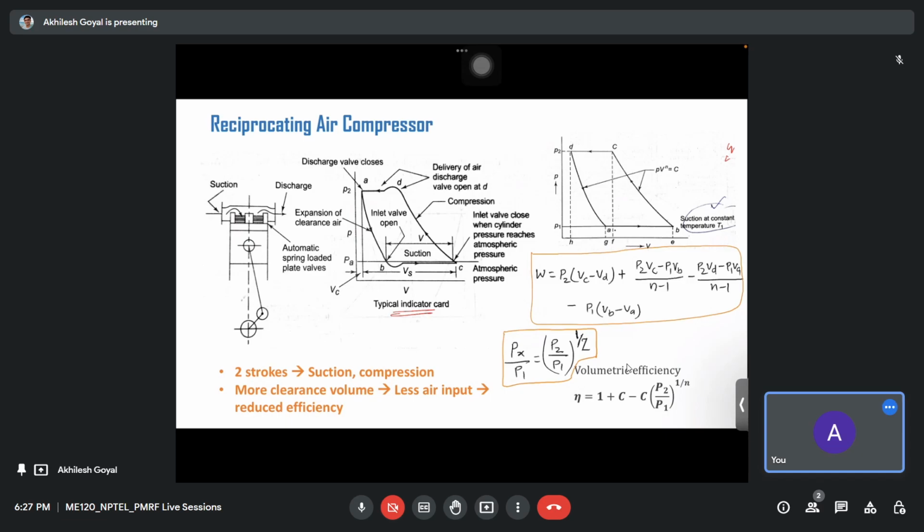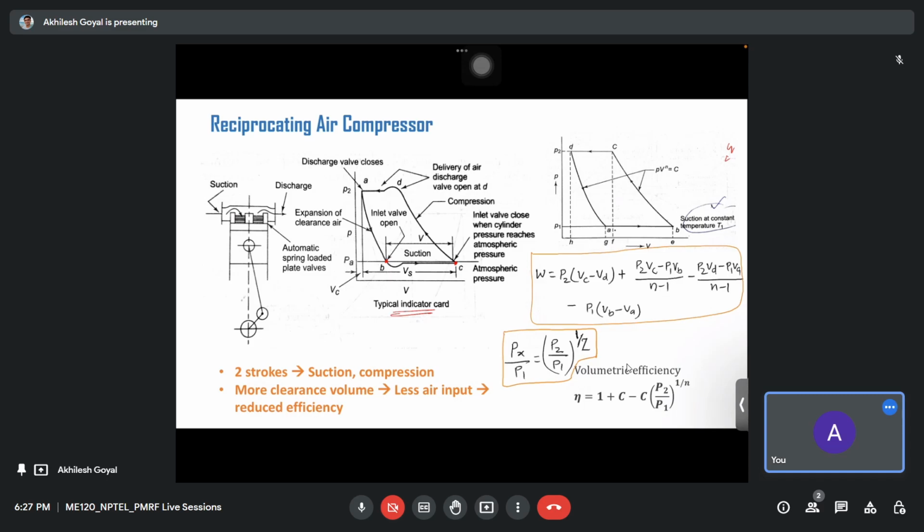When the cylinder is at top dead center and starts moving in the downward direction, the air present in the clearance volume starts expanding. It expands up to point B here, and then the pressure in the cylinder goes below atmospheric pressure and the inlet valve opens, and the air gets sucked into the cylinder from point B to C.